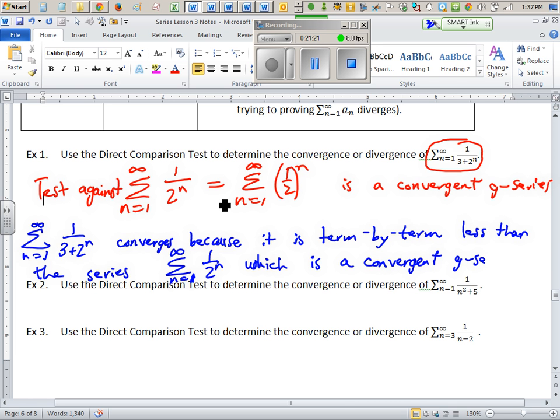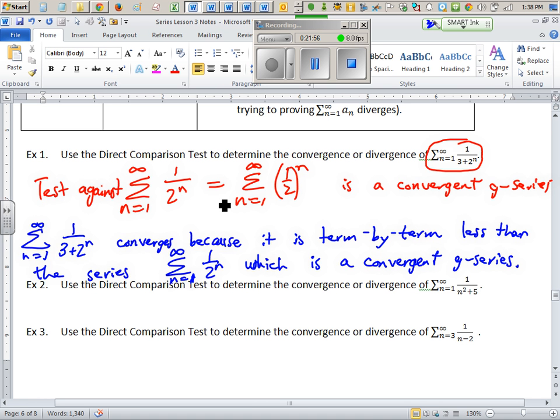All I need is this blue sentence. I don't need any work, but your blue sentence must be true. Okay, let's see if my statement is true. Is it true that 1 over 3 plus 2 to the n is term by term smaller than 1 over 2 to the n? Yeah, it's true. This always will give you a smaller fraction than this will, because it's got an extra 3 added on the bottom. So I don't need you to show me the first 10 terms or any of that, but your statement needs to be fully true, and I can accept it.